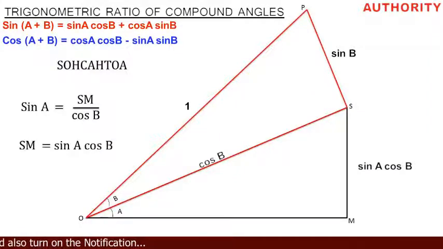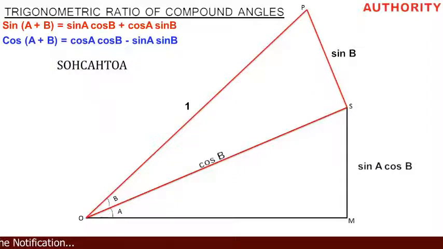Now let's also find our adjacent, which is OM. In this case, we know our hypotenuse, which is OS, cos B, and we know our opposite SM, which is sinA cos B. Let's find OM, which is adjacent.